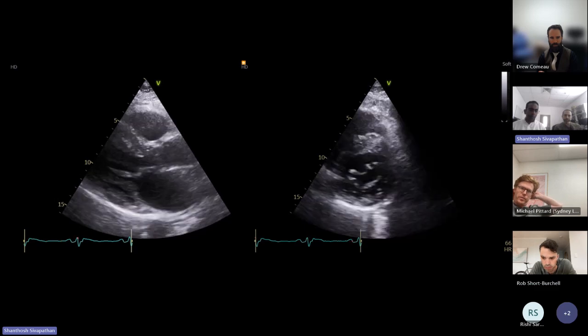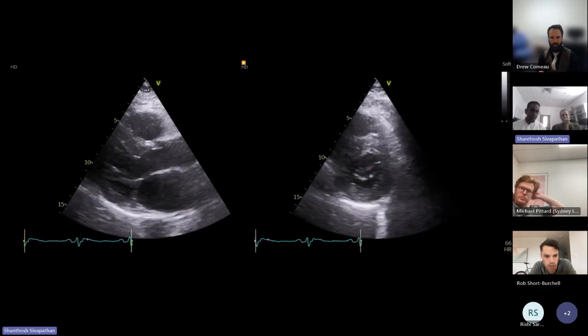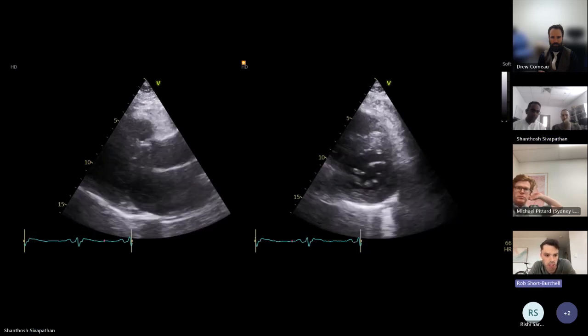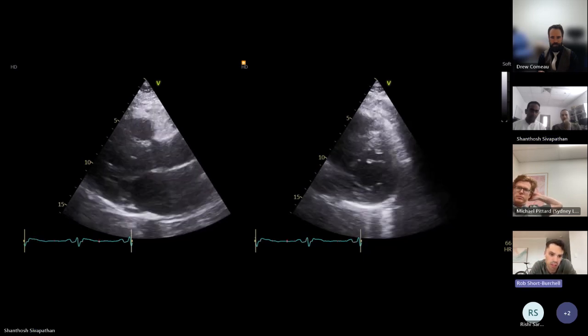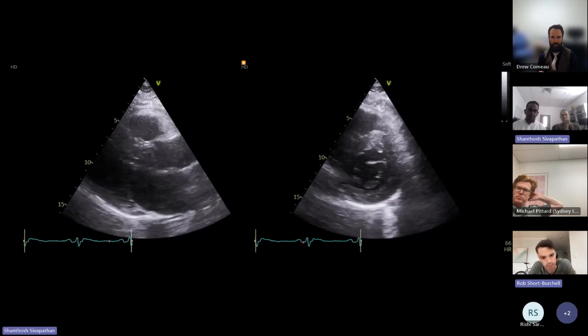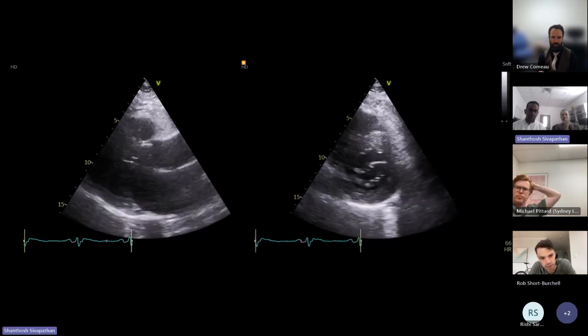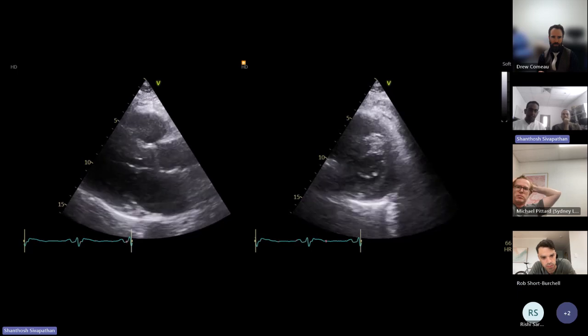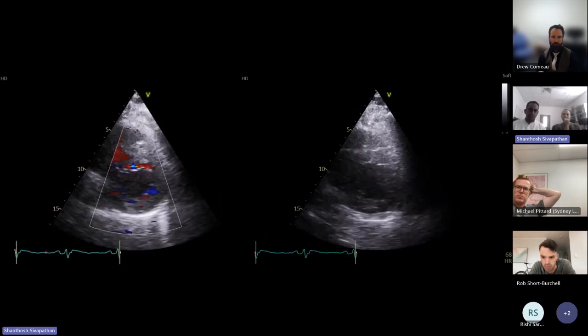And anything about the wall itself? Is there a difference between the anteroseptal and inferolateral walls? It looks like there's perhaps some septal wall thickening. Yeah, it looks a bit chunkier and almost more edematous. We'll get to that a bit later on, but I agree.